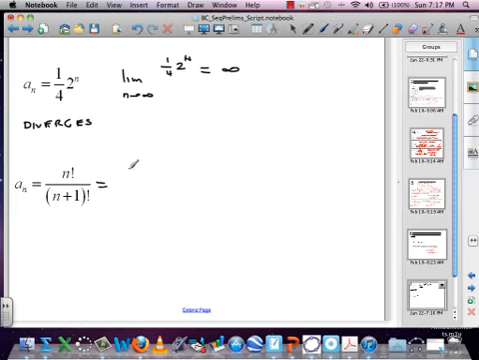Here, if I remember correctly, we simplified this to be 1 over n plus 1. Your terms look like 1 over 1, 1 over 2, 1 over 3, 1 over 4, and so on. Those numbers are going to get smaller and smaller, closer to 0. We can show that with the limit as n approaches infinity of 1 over n plus 1. That does equal 0, and so this sequence converges.